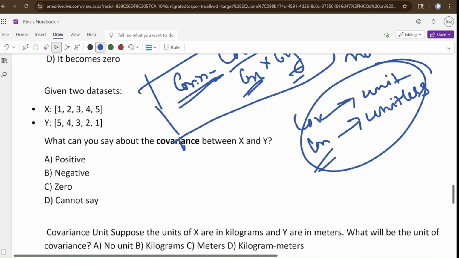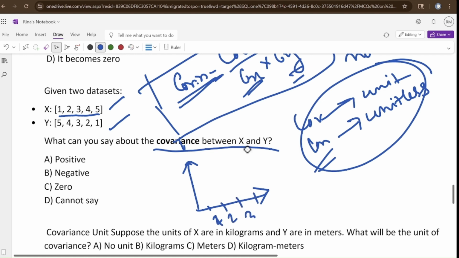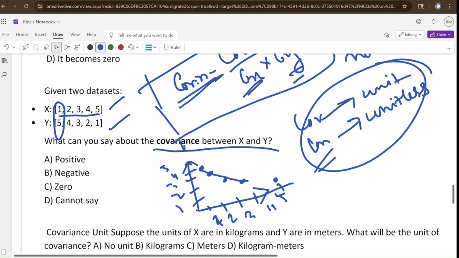Now, given two data sets, this is x, this is y, what can you say about the covariance between x and y? See 1, 2, 3, 4, 5 for x, but y is 5, 4, 3, 2, 1. Just plot if you have confusion. x1, y5, like this. x2, y4. 3, 3 here. x4, y2. x5, y1. So this way it is decreasing.